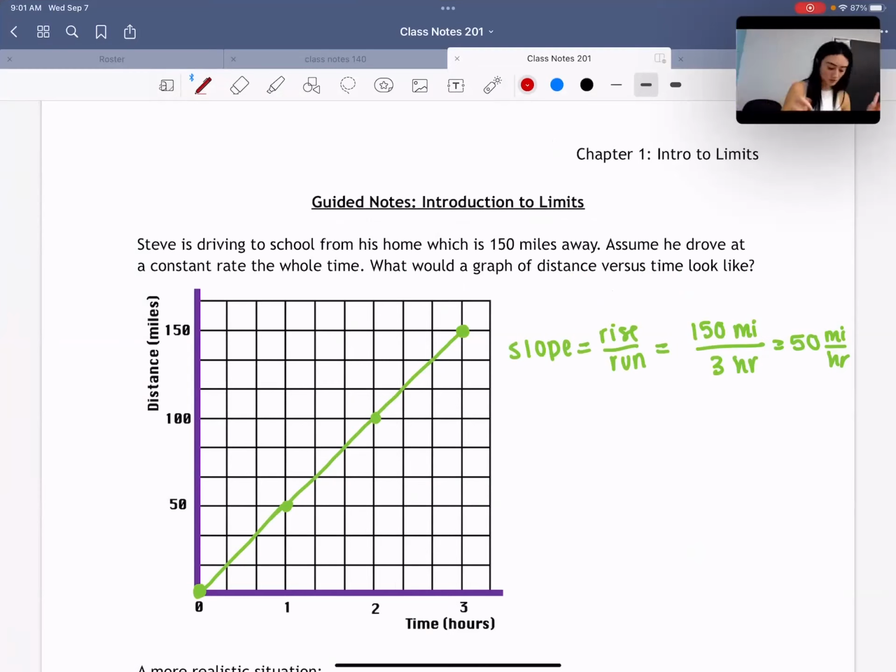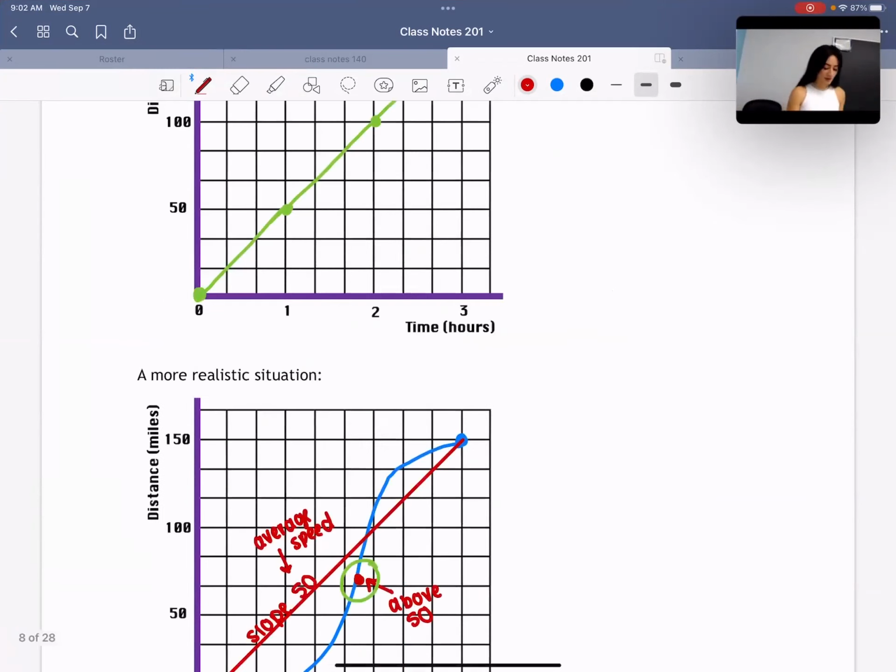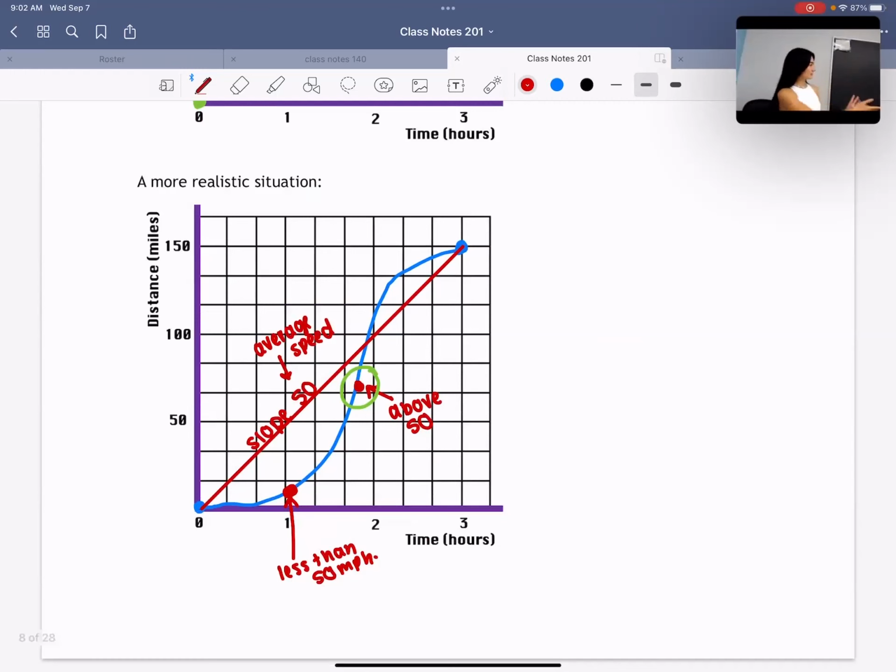So we started the idea of a limit, and we went about this idea by talking about graphs. So maybe a graph of someone driving to school. Normally, it doesn't look like a straight line, but we assumed that he was going the same rate the entire time, and we found this very constant sort of graph. But in reality, the graph is going to look like this, where we have a curve in the middle.